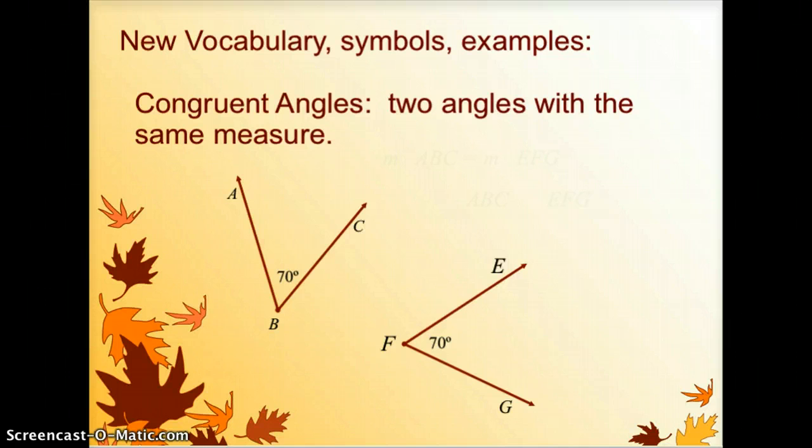New vocabulary. Congruent angles. 2 angles with the same measure. This can be written in 2 different ways. The measure of angle ABC is equal to the measure of angle EFG, or angle ABC is congruent to angle EFG.